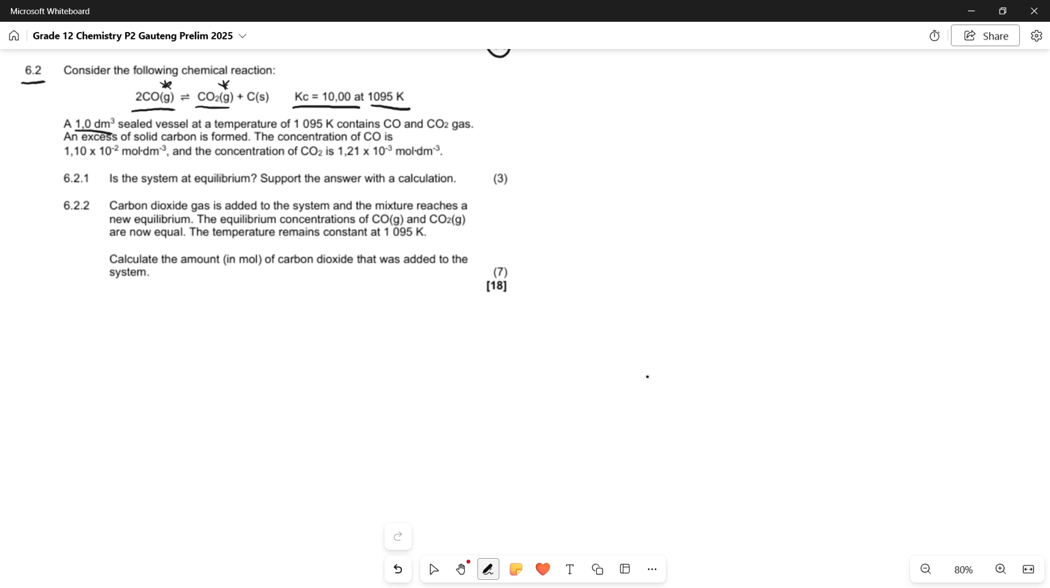And then they say a 1,0 decimeter cubed sealed vessel at a temperature of 1095 Kelvin, as they mentioned over here, contains CO and CO2 gas. An excess of solid carbon, as we mentioned, is formed. The concentration of CO is 1,10 times 10 to the negative 2 mol.dm to the negative 3, and the concentration of CO2 is 1,21 times 10 to the negative 3 mol.dm to the negative 3. So they gave us the concentrations of both of the gases, and then 6.2.1 says, is the system at equilibrium? Support the answer with a calculation.